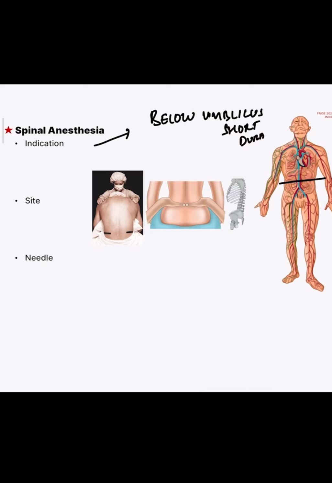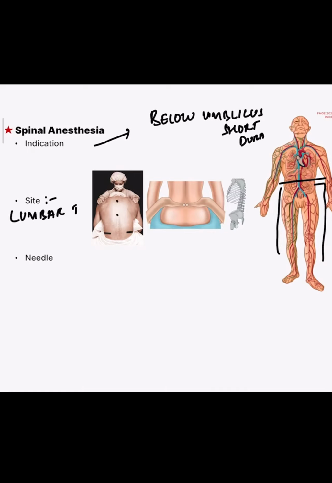What is the site where you insert the needle? Remember, you make the patient sit, or you can give it in the lateral position also, but sitting is more preferred. As you are only blocking the lower extremities, you don't have to insert the needle in the cervical or the thoracic vertebrae. Directly insert the needle at the lumbar intervertebral space.